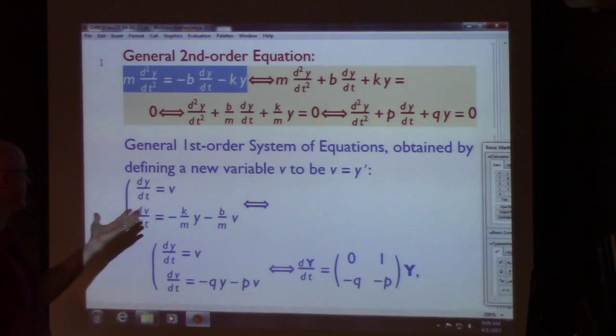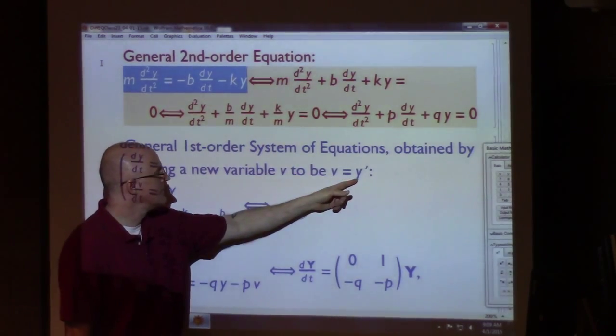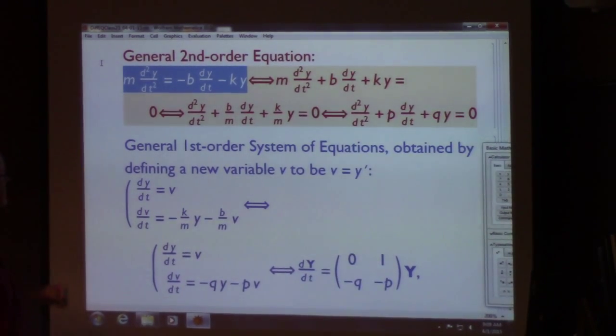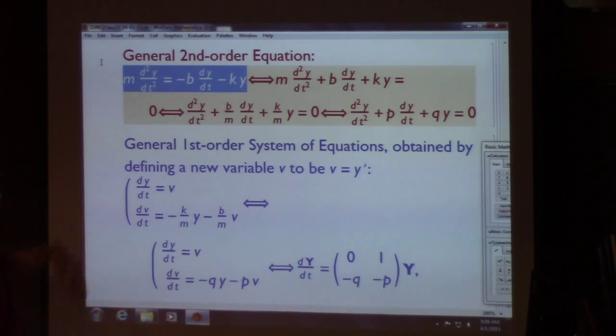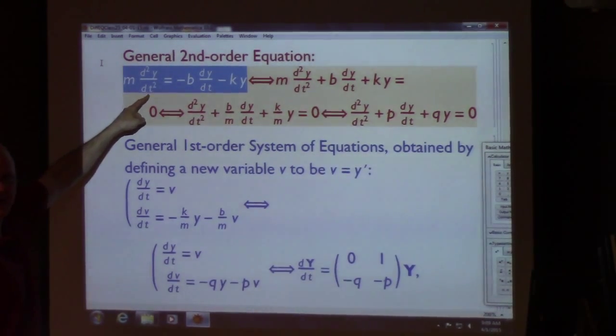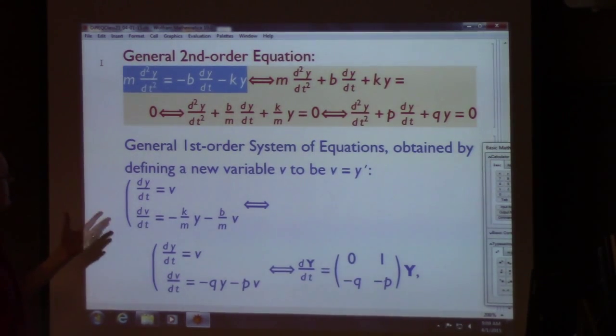It should also be familiar to you to define the velocity to be dy dt, which I'm just writing as y prime there, to get the resulting system of equations, first order system. This is a second order equation, scalar equation. Second order because it has a second derivative. This is a first order system. First order because it only has first derivatives. System because it's a system of 2 equations.